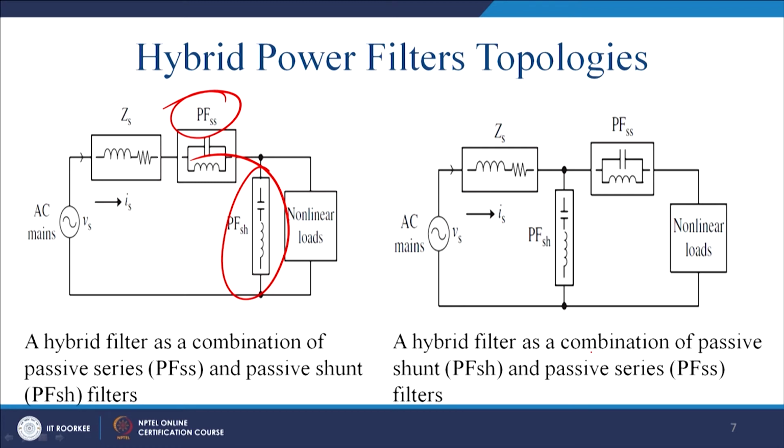And you see that there is a combinational variation. You have first the series passive, then the shunt passive. Here you have first the shunt passive, if you see from the source side, then you have a series passive. So, for this reason this kind of topology is said to be a hybrid power filter. The hybrid filter is a combination of the passive series and the passive shunt filter, and this type of topology is considered as a hybrid filter.